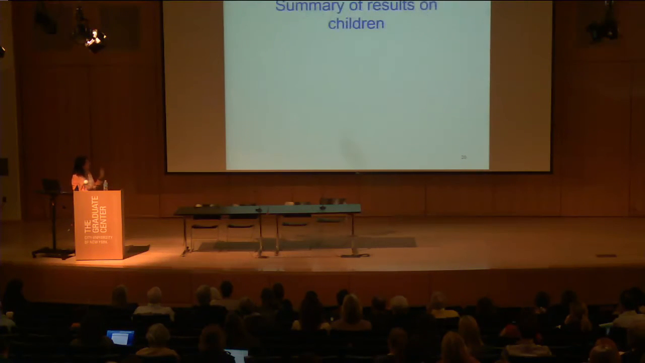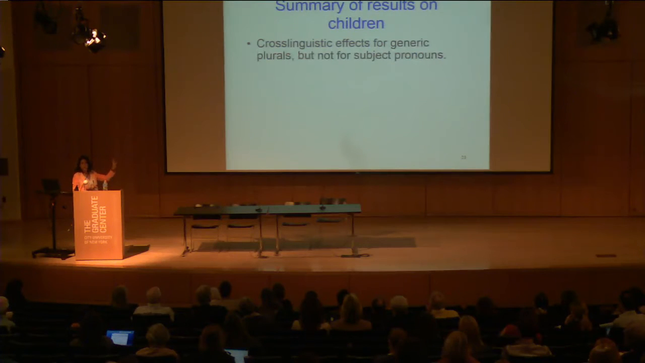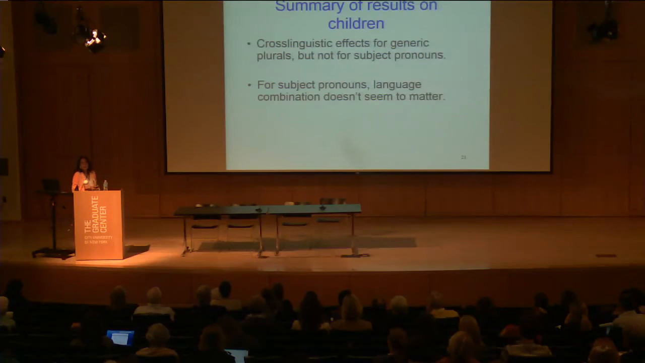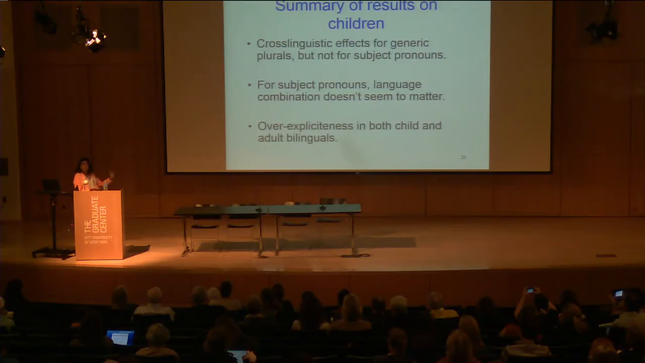So what we see here is that there are cross-linguistic influence effects for generic plurals, but not for subject pronouns. So for subject pronouns, it doesn't matter which language combination you have. It doesn't matter if you're speaking two similar languages that behave in the same way, or two different languages that behave in different ways. They both do it. So in both cases, children are over-explicit.